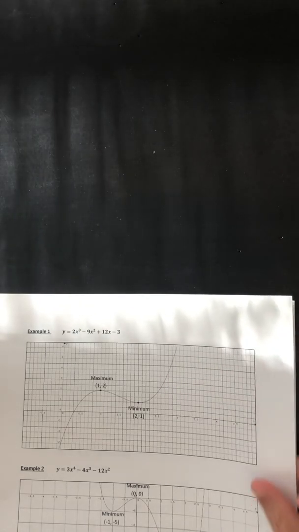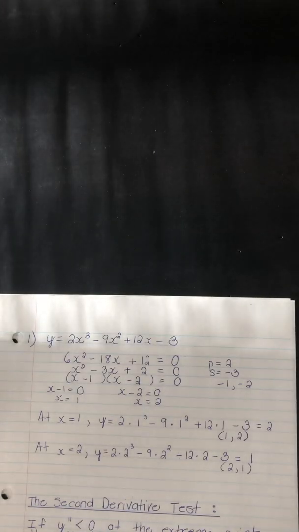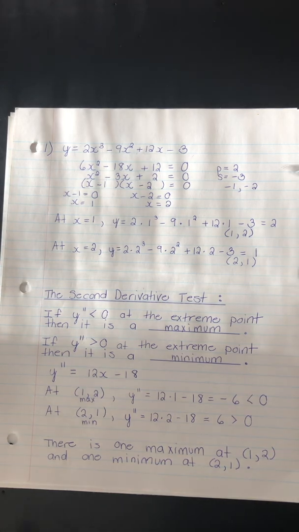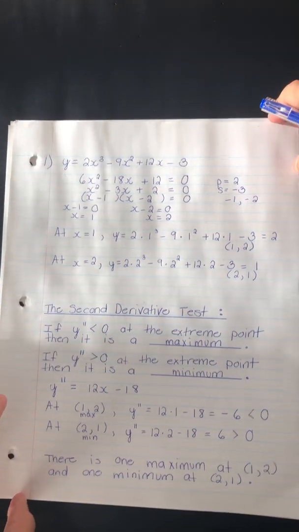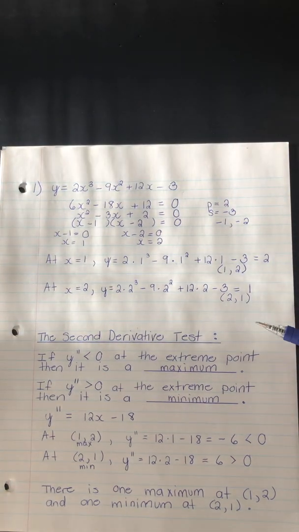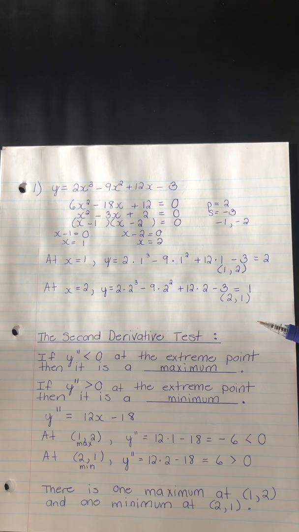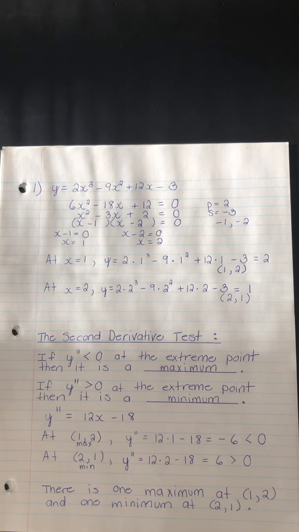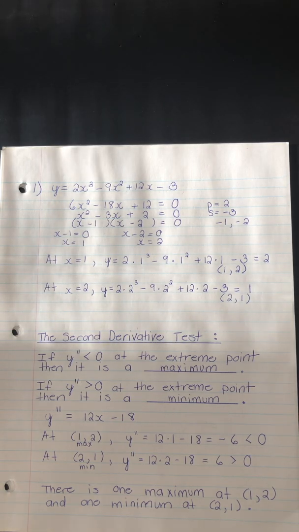Okay, so what I'd like to do now is a second example. And once again, we're going to go through the same process. So we will be taking the first derivative and setting it equal to 0 to find the extreme points. And following that, we will also perform the second derivative test. So let's go ahead now and try that example together.